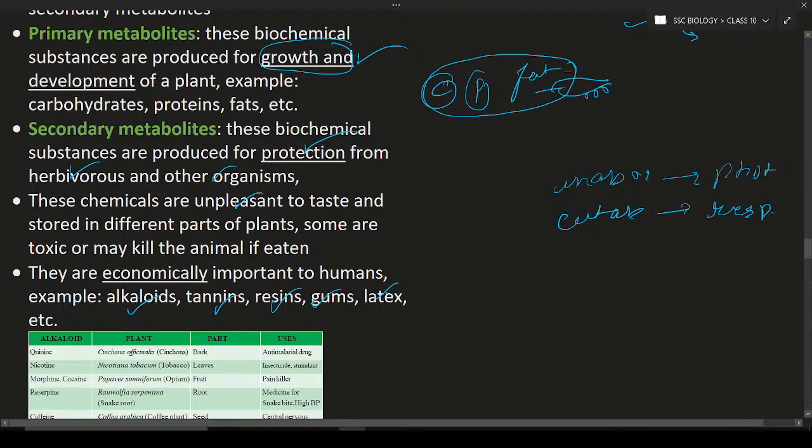You might have seen how the tyres are prepared, from latex from the plants. Then how the gums are produced from the plants. These gums are used for binding purposes. Resins and so on. All of these are economically important, and we use them for commercial purposes. These metabolites are stored in different parts of the plant. Some are stored in the root, some in the stem, and so on.